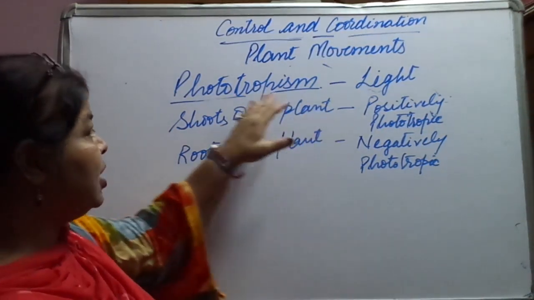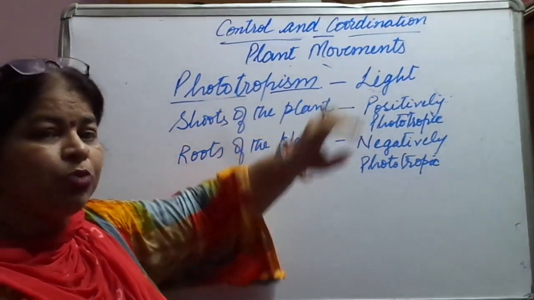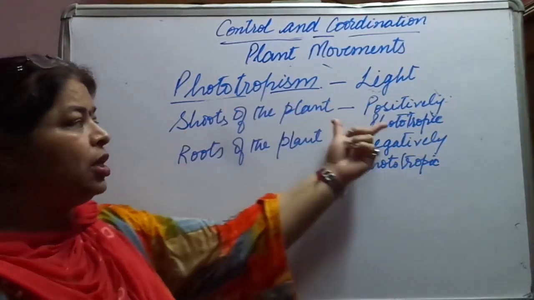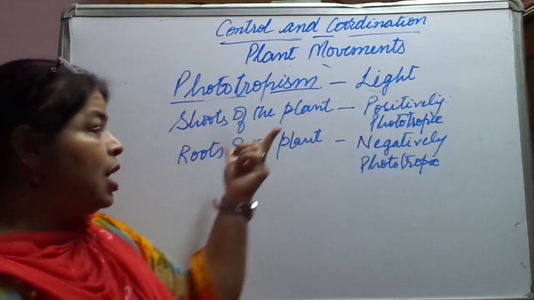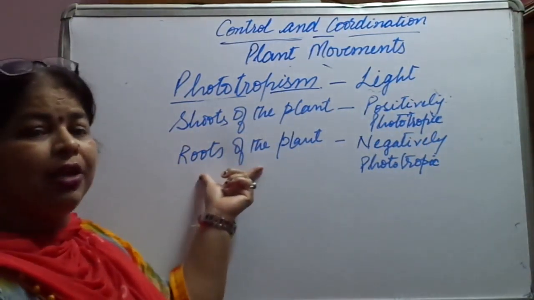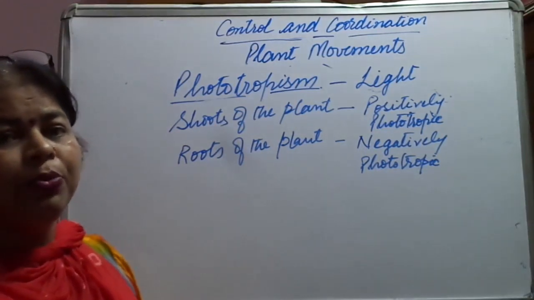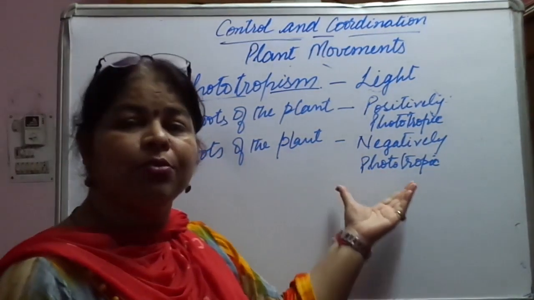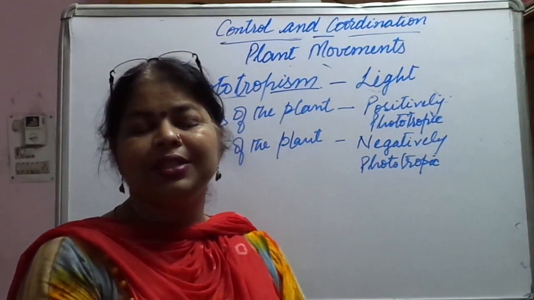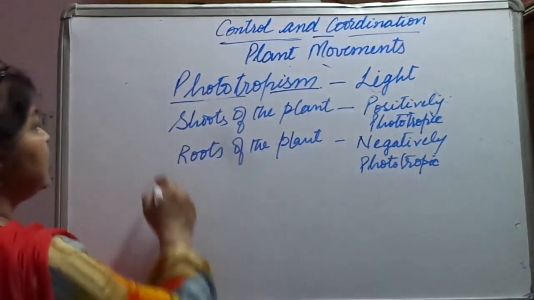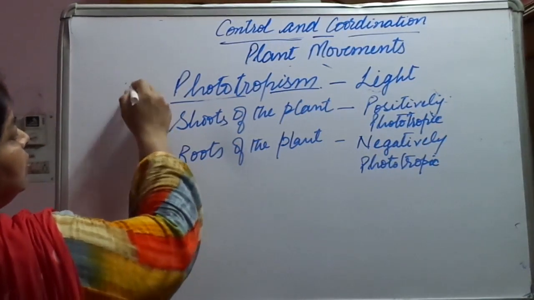The stimulus over here is light. So which part of the plant is growing towards the stimulus? That is the shoot. So the shoot is positively phototropic, and the roots are negatively phototropic. They are going away, opposite to the stimulus of light. So this is about phototropism. Okay, now let us discuss the second one.